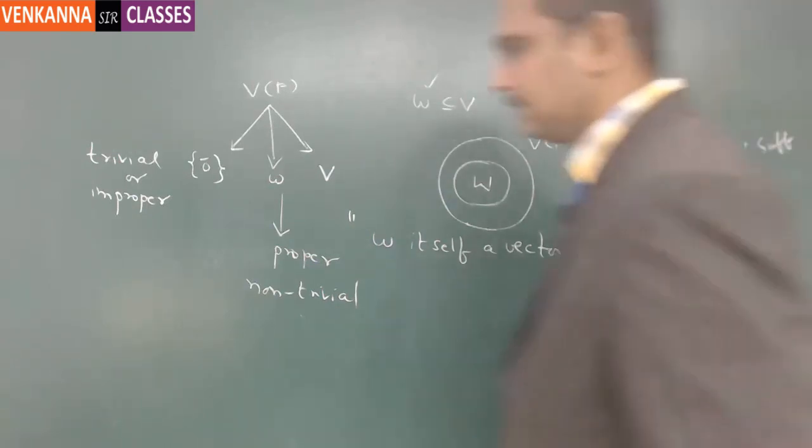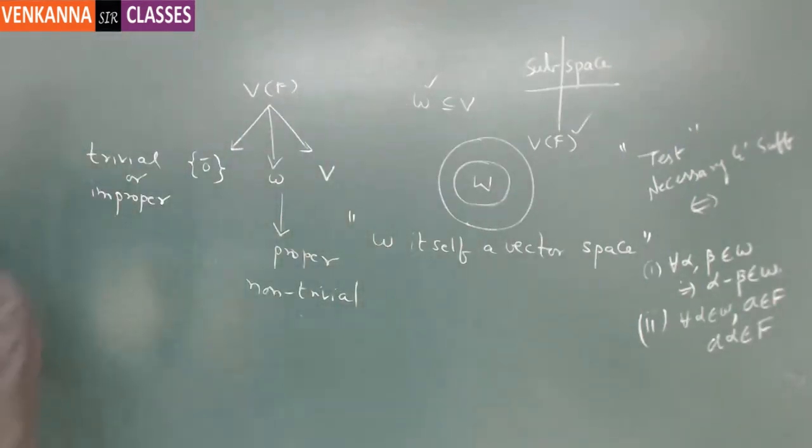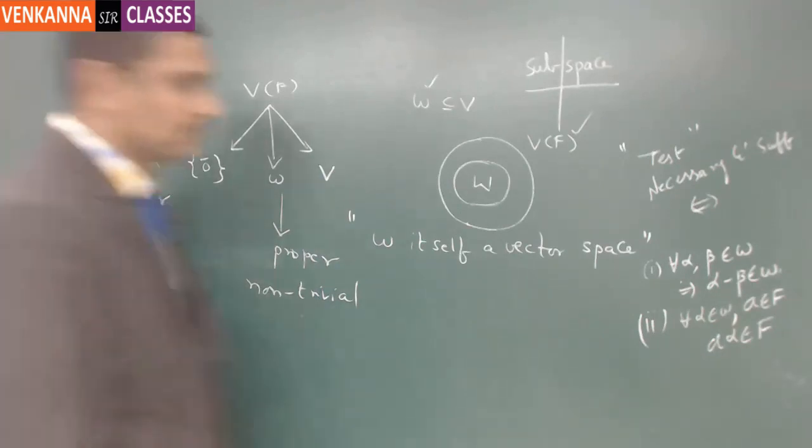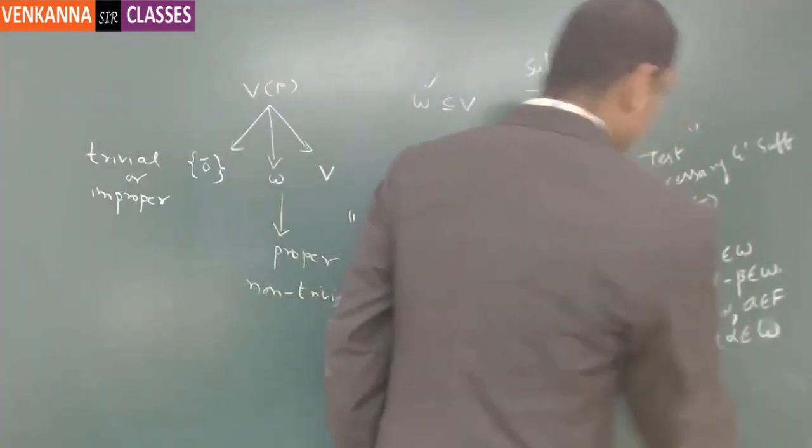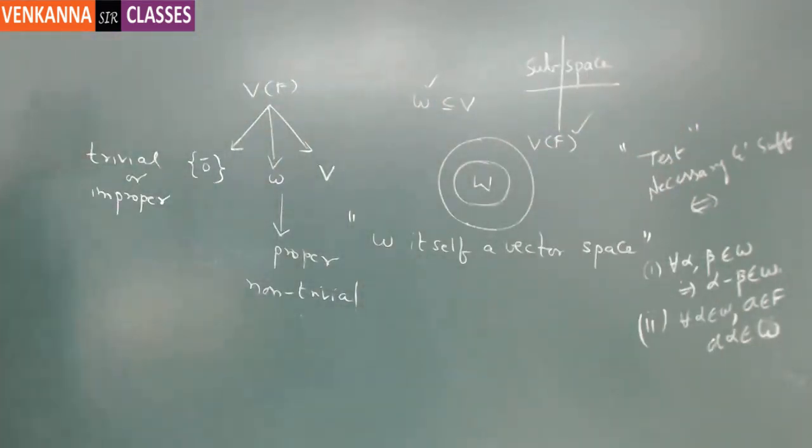this is the first test. I need to verify two conditions, that whenever I take any two vectors in the subset, then the difference between them, alpha minus beta, must belong to W. And the second condition I need to check is, I can take any vector and any number, the scalar multiplication A alpha must belong to W. If these two conditions are satisfied by W, then we say that W is a subspace of V.